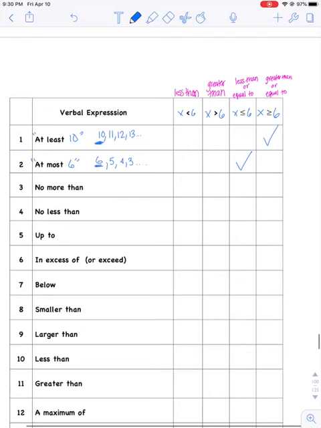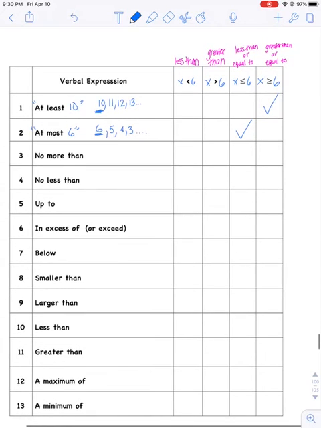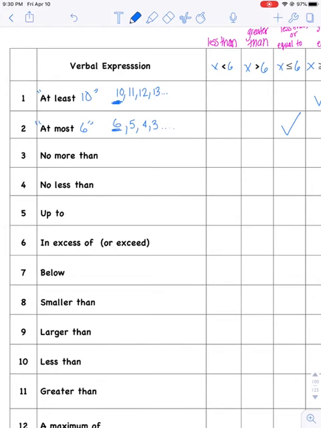If you think you've got the hang of it, pause the video and try the rest of these, and then come back to watch at the end for me to go over answers. If you don't think you've gotten the hang of it, you can keep watching. I'm going to stick with 6 as my example, just because I don't want to have to keep redoing all my numbers. How about no more than 6? Is 6 no more than 6? Yes, it is. Because they're basically saying it can't be more than 6.